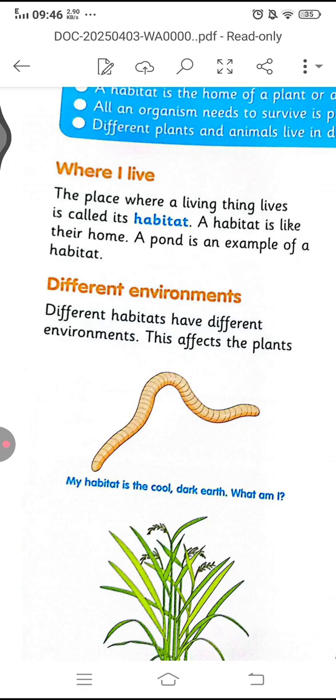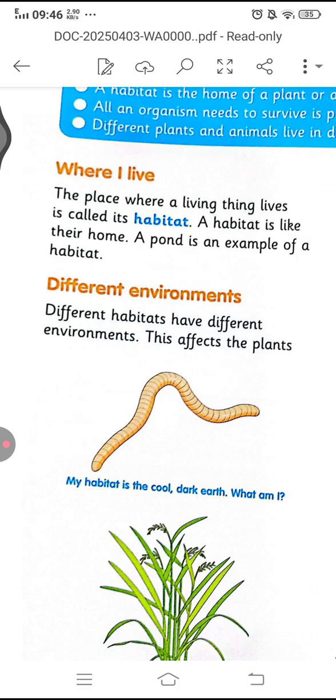Where I live, the place where a living thing lives is called a habitat. Underline this, because this is the definition of a habitat. A habitat is like their home, or we can say habitat is a home, or habitat is a place. A pond is an example of a habitat. Okay, earth is an example of a habitat. Water is an example of a habitat. Jungle is an environment of a habitat.